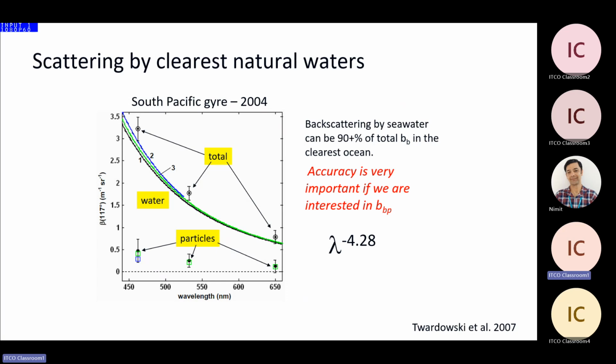So the point here is that accuracy is very, very important in very, very clear waters because the water component is so much. Here the water component is almost 90%. So the backscattering ratio is very close to probably 40%, something like that, because the water is completely dominating. When it's just pure water, it's 50%.